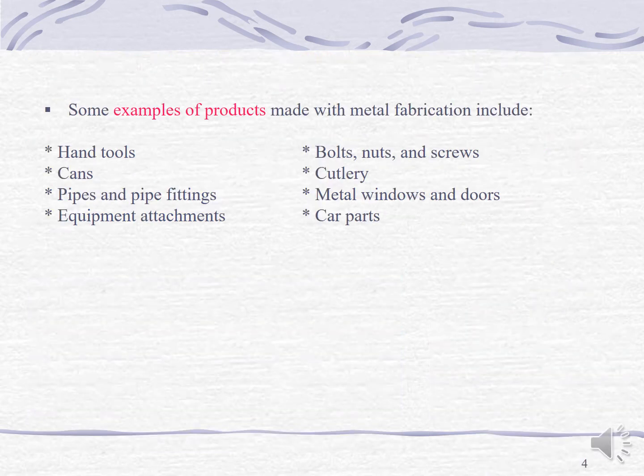What are the examples of products that can be made using the metal fabrication process? The products are hand tools, cans, pipes and pipe fittings, equipment attachments, bolts, nuts and screws, cutlery, metal windows and doors, and also car parts.